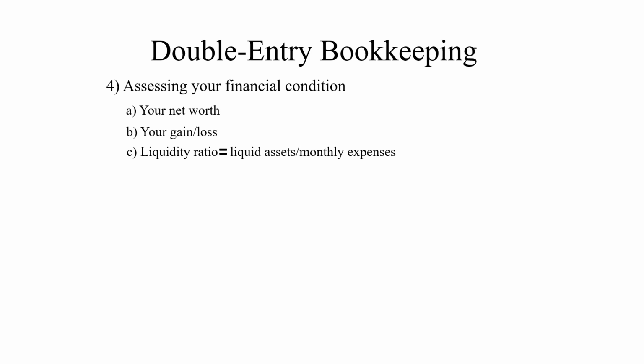Most financial analysts recommend a ratio of 6 months. This information would come from both the balance sheet and the income statement. So you can use these accounting documents along with that 6-month guideline to determine if you're too liquid or not liquid enough.